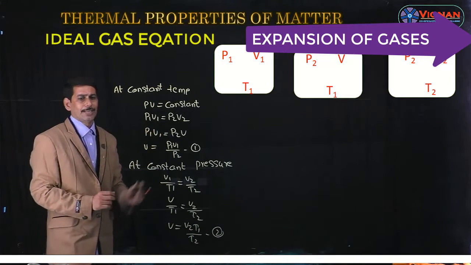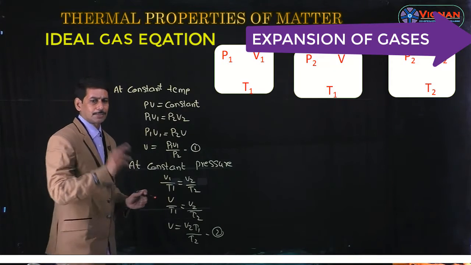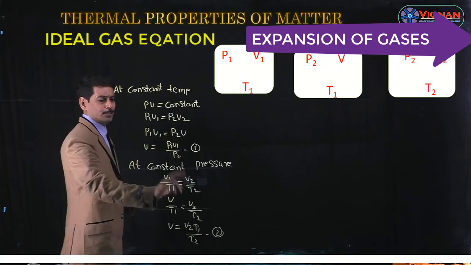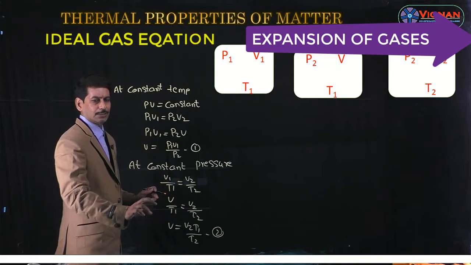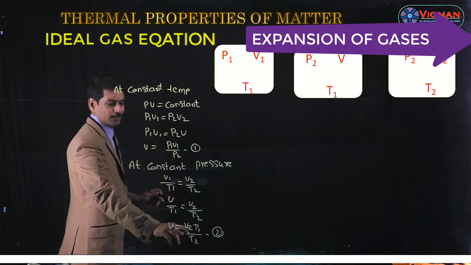So you are applying Charles' law to the last two cases at constant pressure. Charles' law is nothing but, at constant pressure, V1 by T1 is equal to V2 by T2. So by applying Charles' law you get V by T1 is equal to V2 by T2, so you get V is equal to V2 T1 by T2.